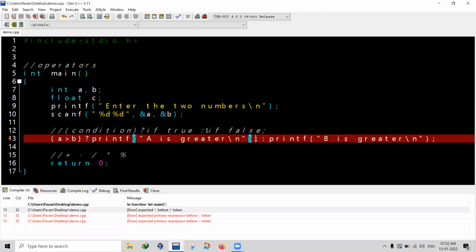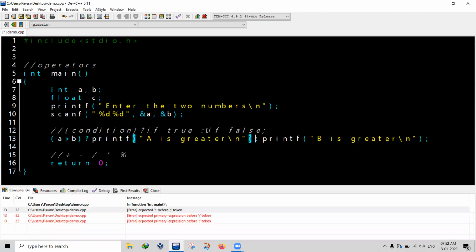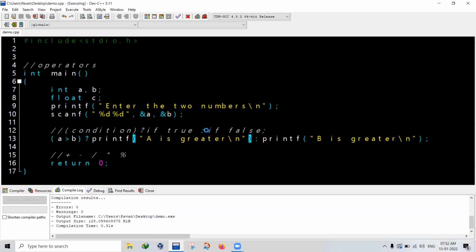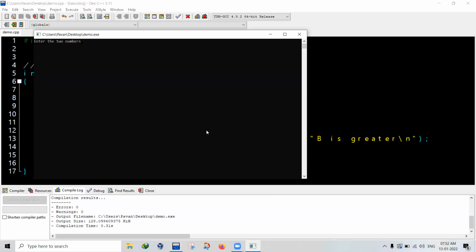I'll run this to show. See, you are getting an error. If you remove this, there is no error. Please don't make such stupid mistakes, thinking that I have written printf, so I have to put a semicolon. No, semicolon is not put in front of printf. Semicolon is put to show the end of the line.